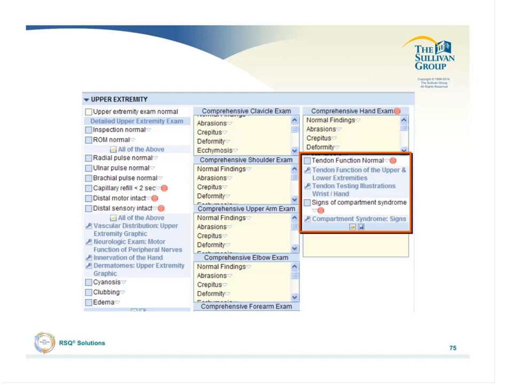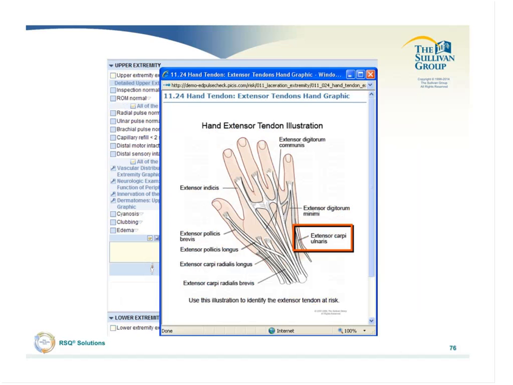You put it into the chart, right? You put it into the mental workflow. I don't know. I need help. Well, there it is, right there, tendon testing illustrations. That's where the laceration is. The problem is the extensor carpi ulnaris. I'm not remembering that name. Look at all those there.